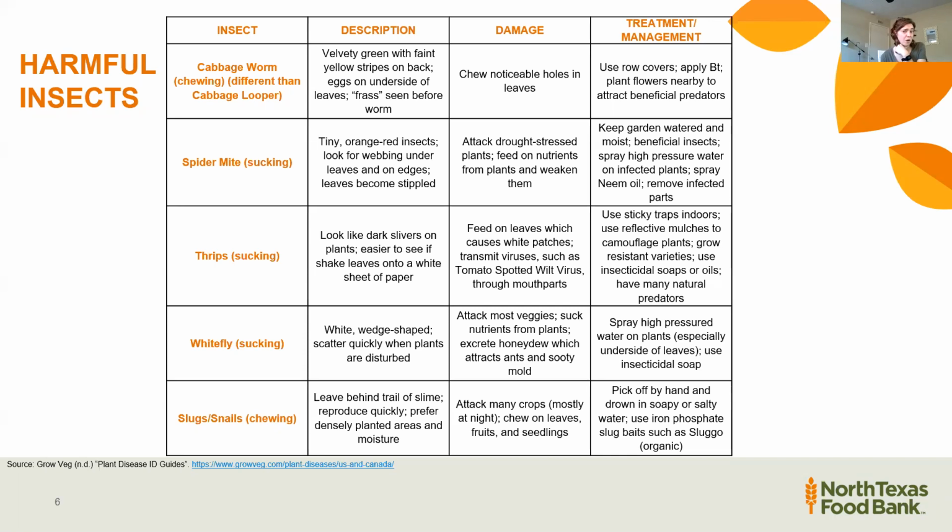Be sure that you keep your plants watered, because thrips really like drought-stressed plants, which is very easy to do down here in Texas. So make sure that you're watering properly to keep those away.